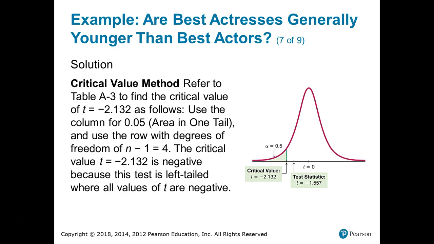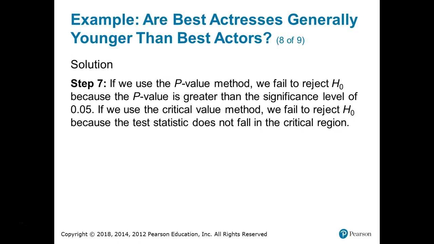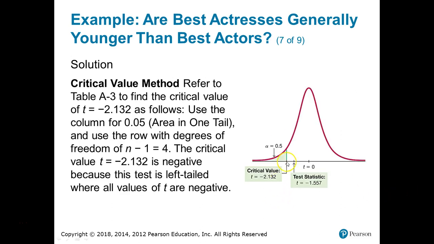Now looking at the critical value method, refer to table A3, we find the critical value of t equals negative 2.132. If we use the p-value method, we fail to reject our null hypothesis, since the p-value is greater than the significance level. If we use the critical value method, we fail to reject the null hypothesis because the test statistic does not fall within the critical region. Critical region right here in the green value. Our test statistic is not within the green region, so we fail to reject it.